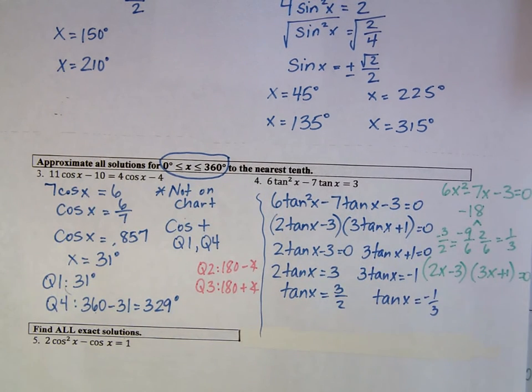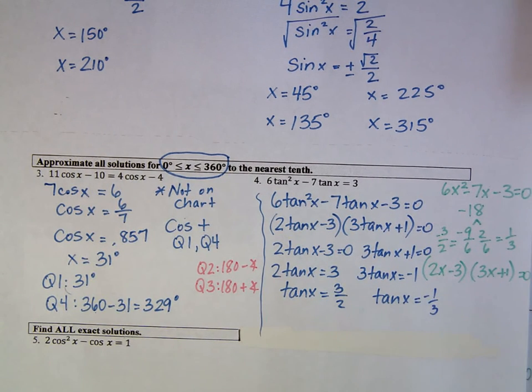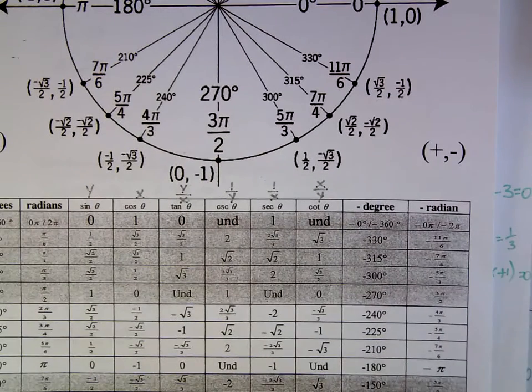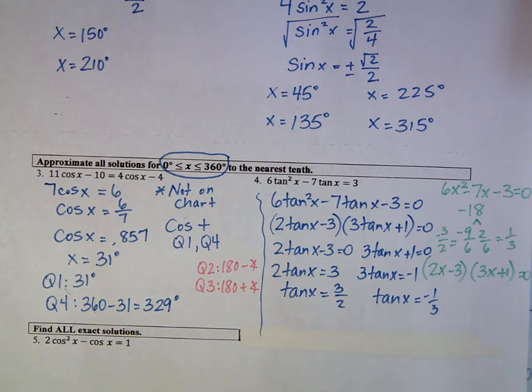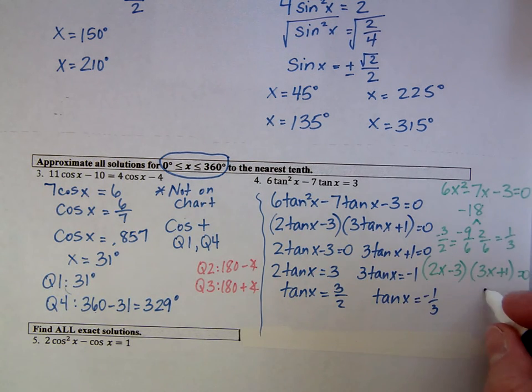Now it would be awesome if 3 halves and negative 1/3 were on this chart, but they're not. So I need to do the same thing I did back in number 3, and I need to figure out where this would happen. So I've got to find the reference angle first and then put it into the appropriate quadrants for where tangent is positive or where tangent is negative. So remember, we're going to think about the all students take calculus.